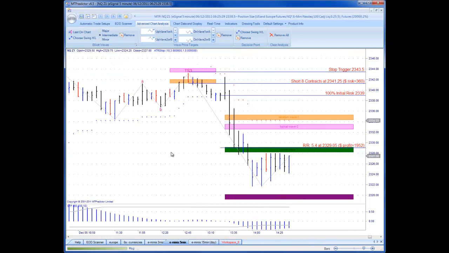So great example of MTPredictor's leading indicators giving you areas of support and resistance even before the market got there, and then another great example of the Holy Grail trade setup that unfolded just after that, and as such a good profit that was much higher than the initial risk. And that's the key to successful trading, having large profits and small initial risks or small losses. So another great example of the MTPredictor Holy Grail trade setup yesterday.